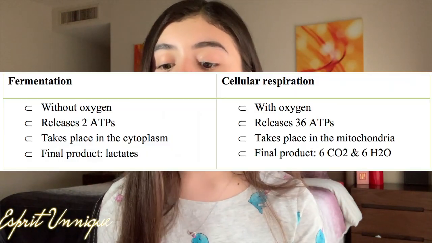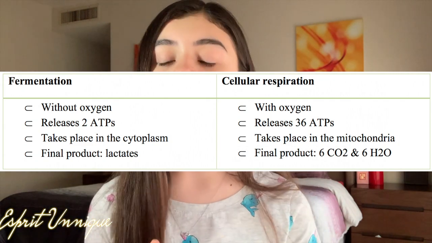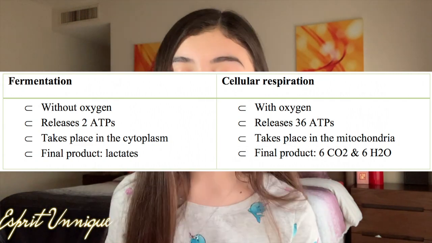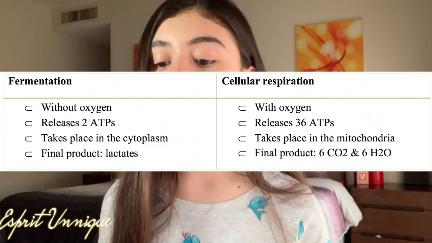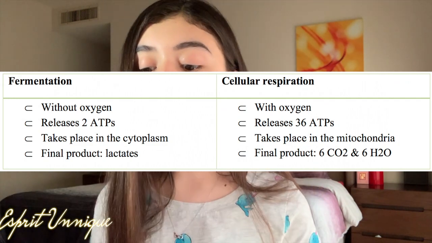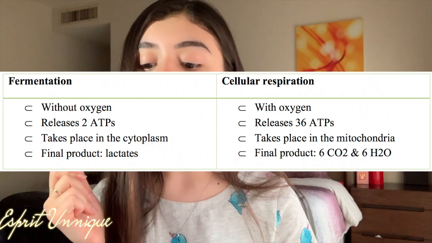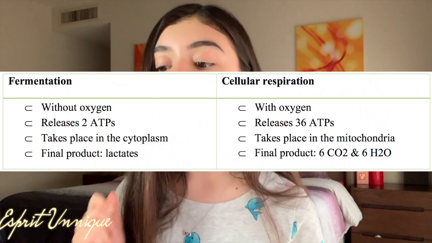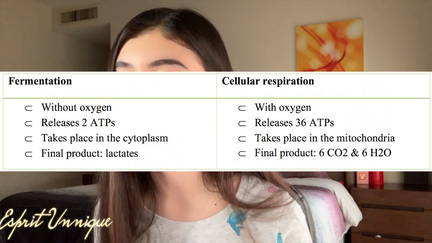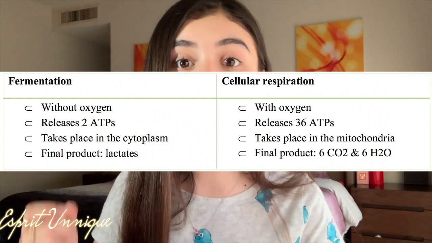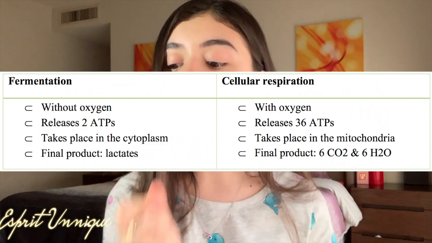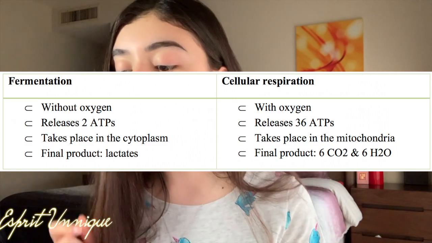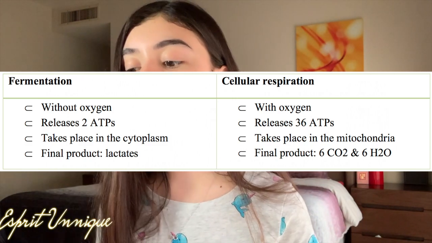Just to make it clear, the differences are that fermentation is without oxygen, it releases 2 ATPs, it takes place in the cytoplasm, and the final product is lactate. And cellular respiration is with oxygen, it releases 36 ATPs, it takes place in the mitochondria, and its final products are 6 carbon dioxide and 6 waters.